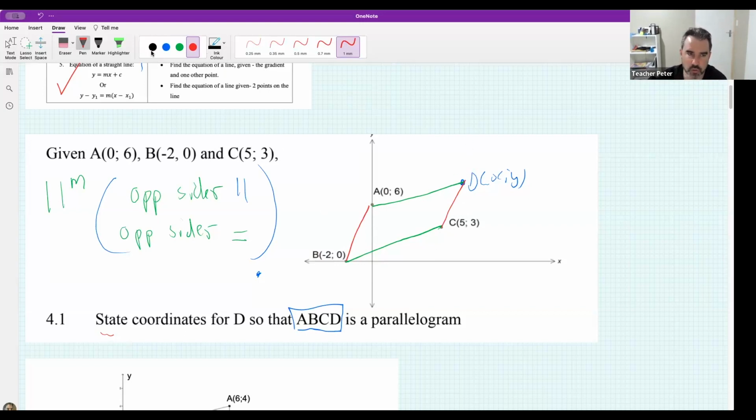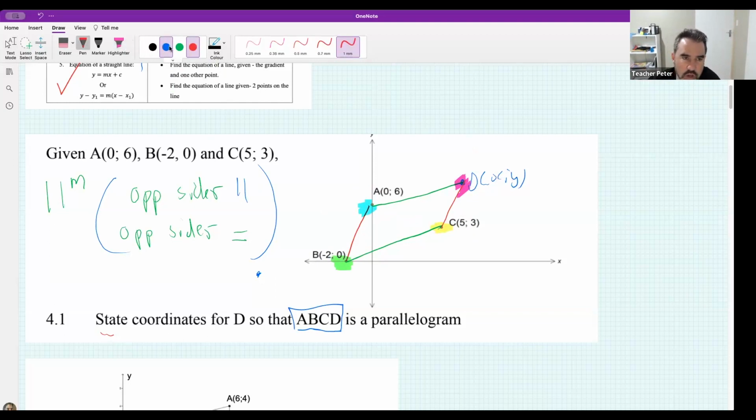So what I'm going to do is I'm going to go on a journey. I'm going to call this the green point. I'm going to call this the yellow point. I'm going to call this the blue point. I'm going to call this the pink point. And the pink point is like a mystery point. And that's why I've given it the coordinates x, y.